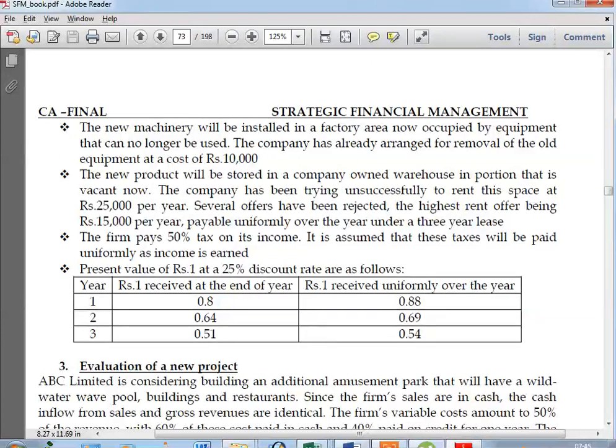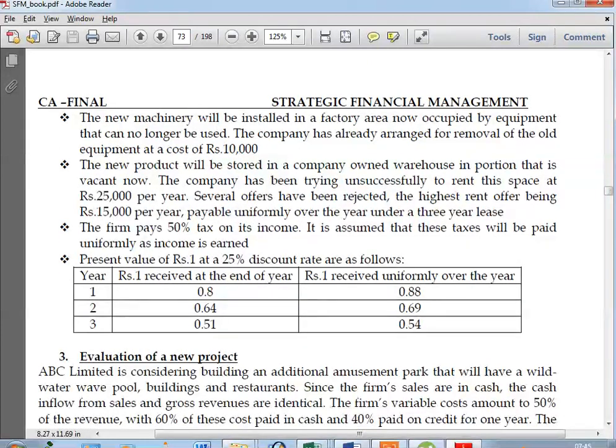So if it's going to be uniformly throughout the year, then there's something called a uniform cash flow discount factor rather than an end of year discount factor. If you see the present value of rupee 1 at a 25% discount rate, year 1 at the end of the year, it is 0.8. If the same 1 rupee is received throughout the year, the worth is 0.88 rather than 0.8, because I'm not receiving on a single day, I receive in the first month, second month. Now how this 0.88 has been calculated, you understand and then note it down.